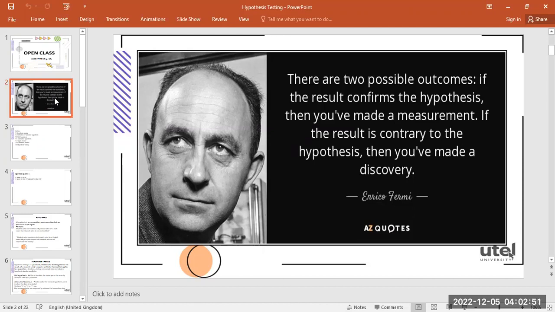As usual, before we start, permit me to share a very interesting quote from one of the greatest physicists that has walked the surface of the earth, by name Enrico Fermi. He said, "There are two possible outcomes. If the result confirms the hypothesis, then you've made a measurement. If the result is contrary to the hypothesis, then you've made a discovery." And that's food for thought. It is my hope and belief that by the time we end this class today, the meaning of hypothesis and its usage will become deeper and clearer within the context of this quote made by Enrico Fermi.